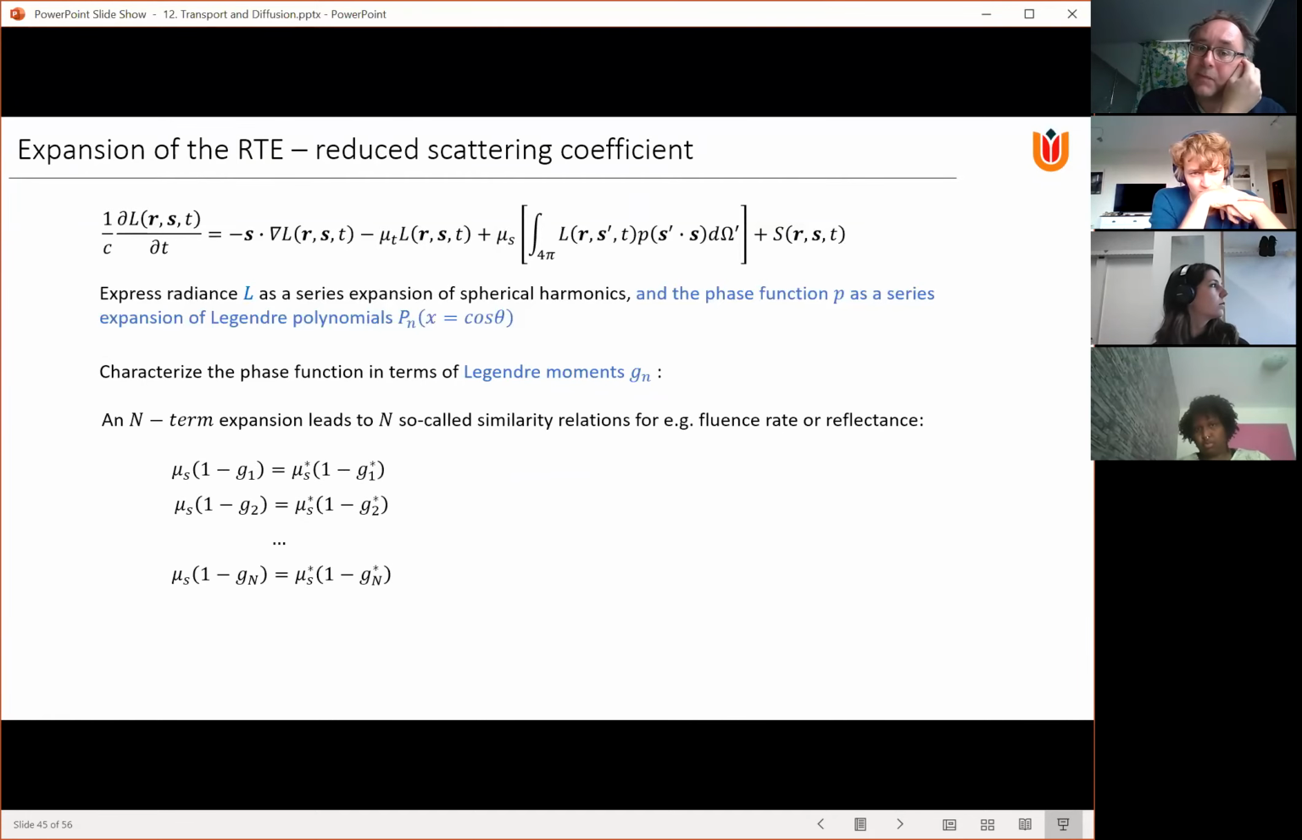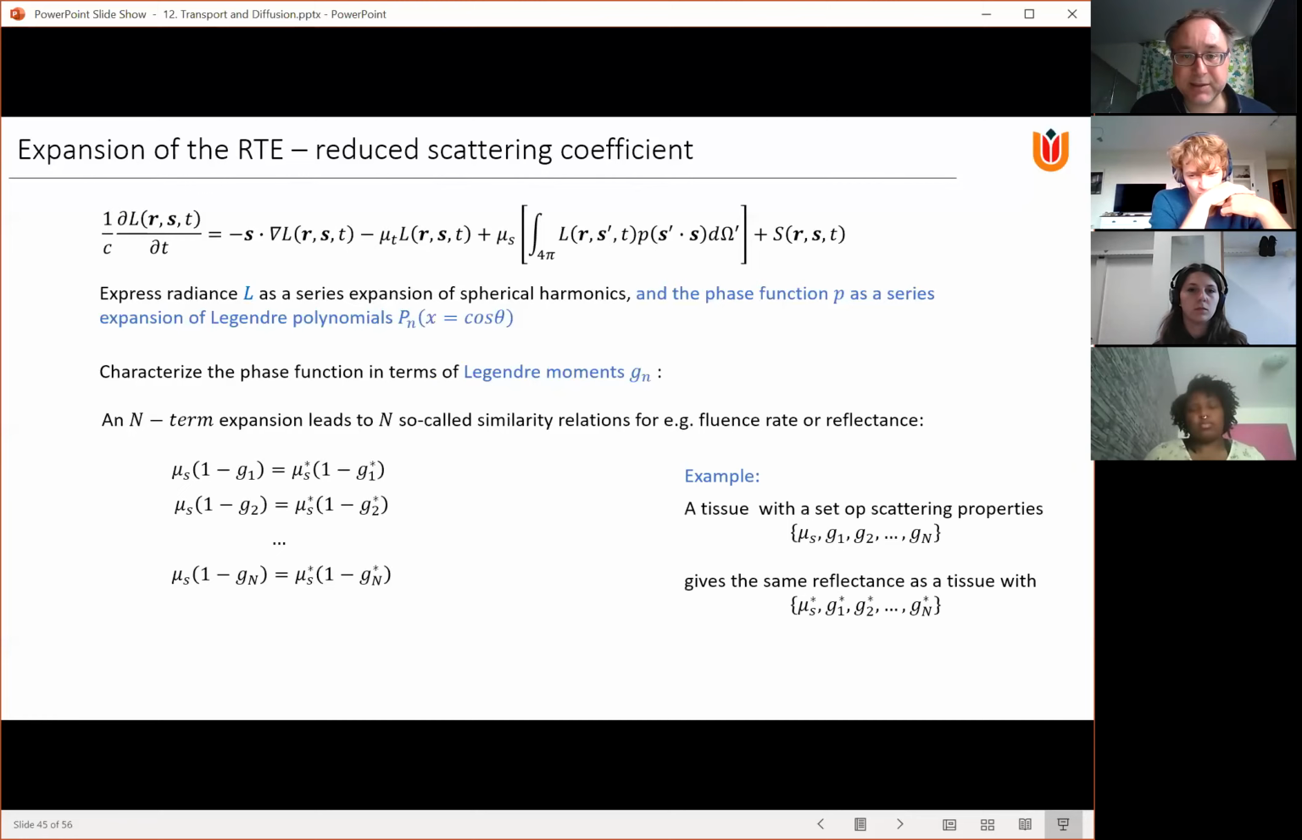The funny thing about these Legendre polynomials is that if you make this expansion in spherical coordinates, then you end up with a series of what are called similarity relations. These similarity relations hold, for example, for the fluence rate, or for reflectance. Maybe it's easier to put up this example immediately. They tell you that the values of μs and the values of g1 themselves do not matter, because they only appear in these products.